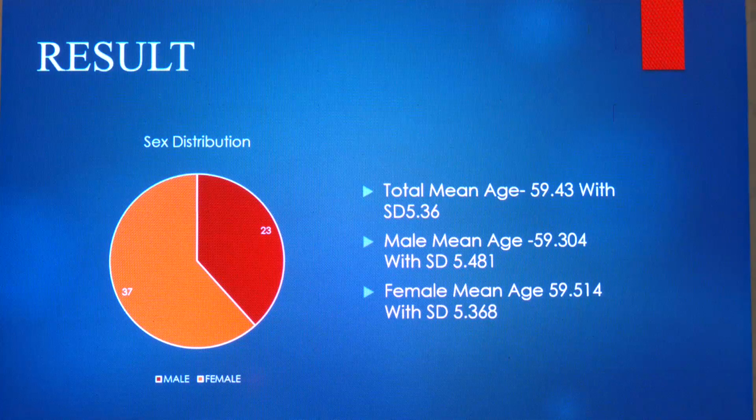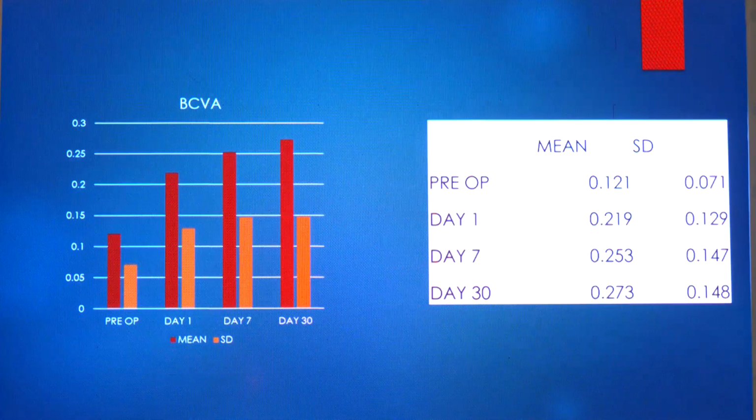These are my results. Ma'am, the total mean age is 59.43 with standard deviation of 5.36. Male mean age was 59.304 with standard deviation of 5.481. And female mean age is 59.514 with standard deviation of 5.368.